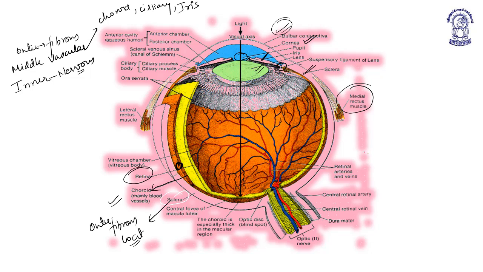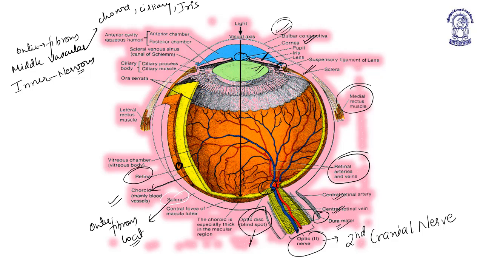The retina is supplied with arteries and veins: the central retinal artery and central retinal vein. The outer covering is dura mater. And here comes the optic nerve, which is the second cranial nerve. This is the optic disc, which is known as what? Blind spot. The choroid is especially thick in the muscular region.